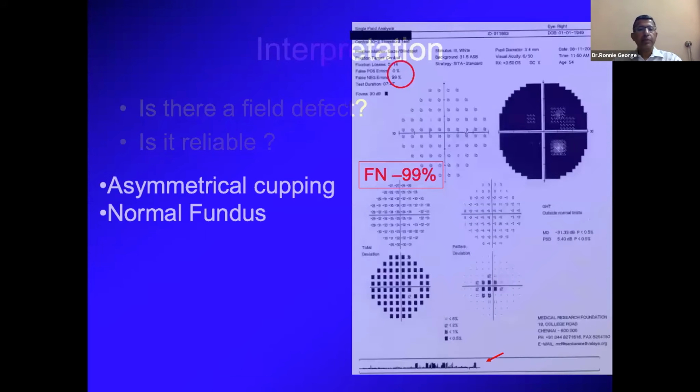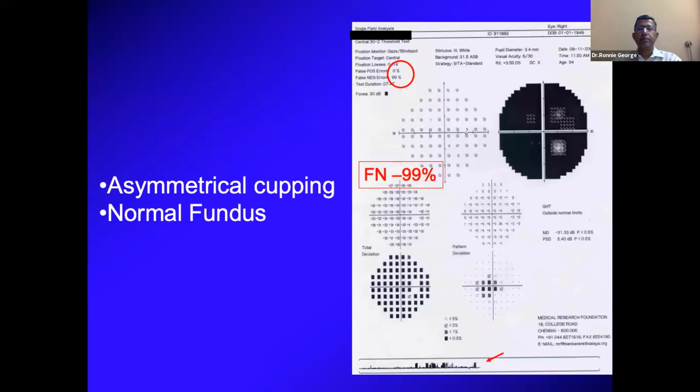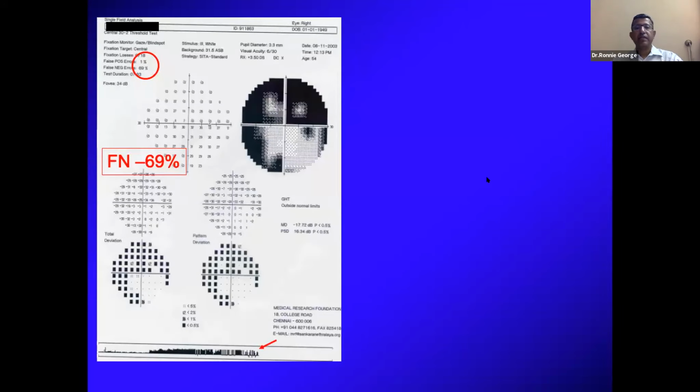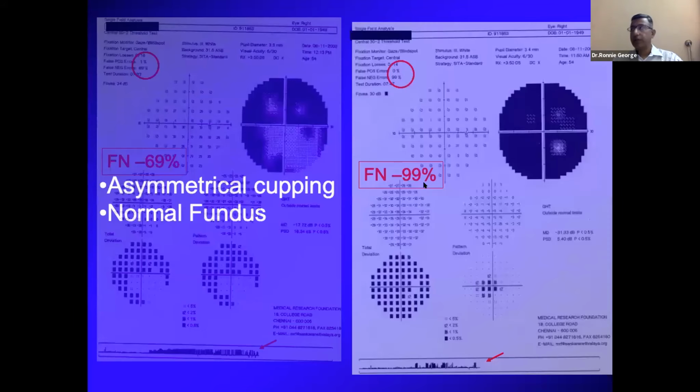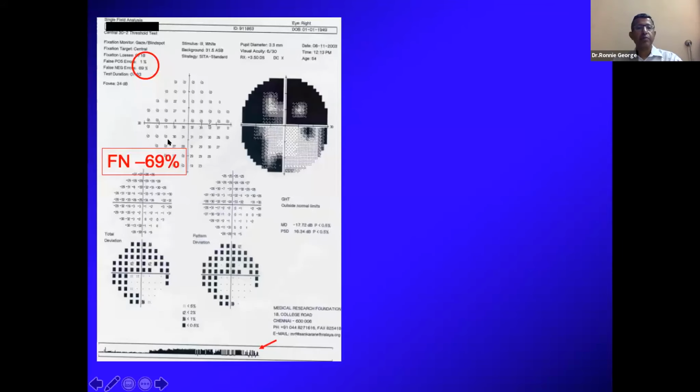So now this was somebody who came to us with an asymmetrical cupping, a normal looking fundus otherwise, but the field was looking like this. On repeating, look at the false negatives, 99%. This is probably because the patient was not instructed properly. You go to a false negative of 69% and you see this sort of pattern which we call a cloverleaf pattern, because typically you start testing in these 4 locations first. So the patient has paid some attention in the beginning and done those 4 locations well and then forgotten for the rest of the field.